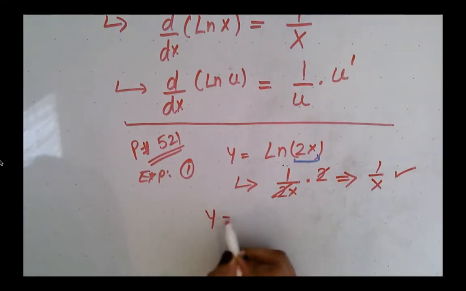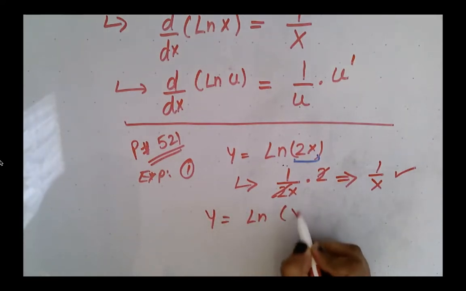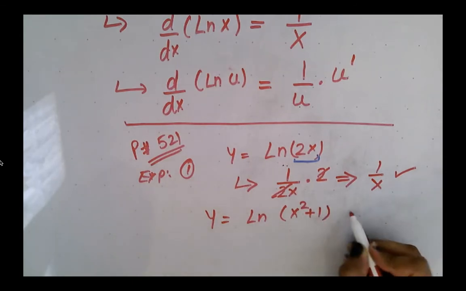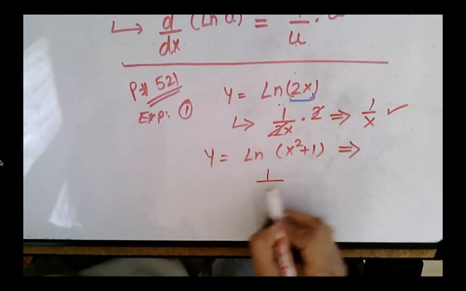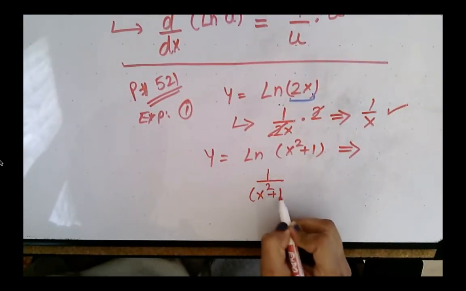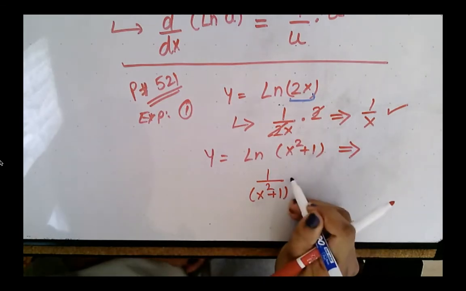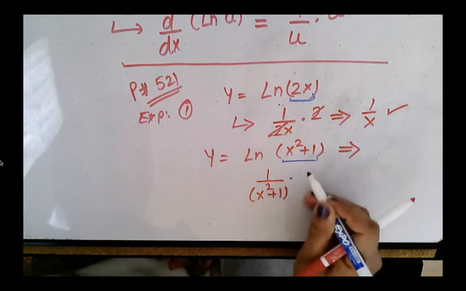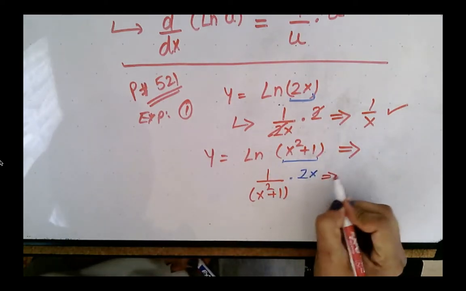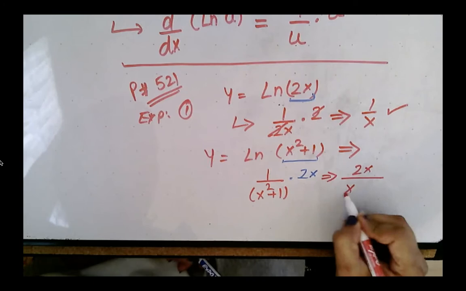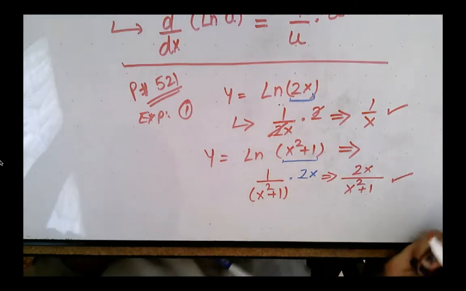Another one. Let's say I have y equals ln of x squared plus 1. Again, same thing. I'll put 1 over x squared plus 1, and now multiply by the derivative of this piece itself, which is 2x. Now put it together. So this becomes 2x over x squared plus 1. Here you go. All set.